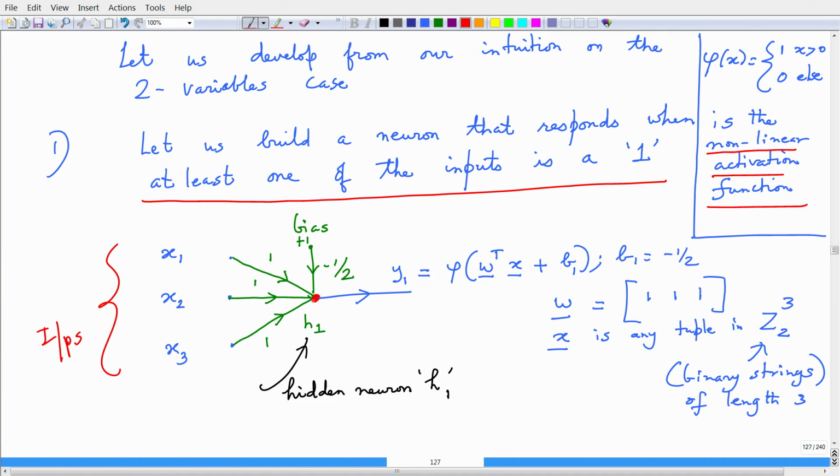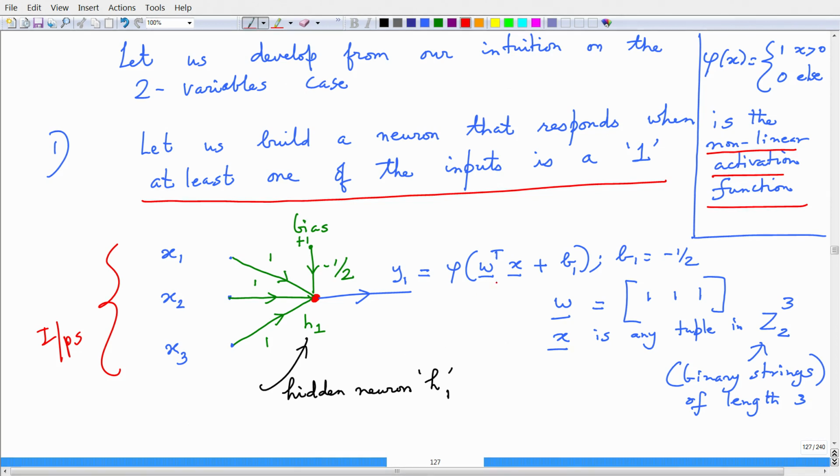Now, the output of this neuron is given by phi of W transpose x plus bias, where W is 1 comma 1 comma 1, and x is any Boolean 3 tuple, right. So, you can think of all binary strings of length 3 that are Boolean.